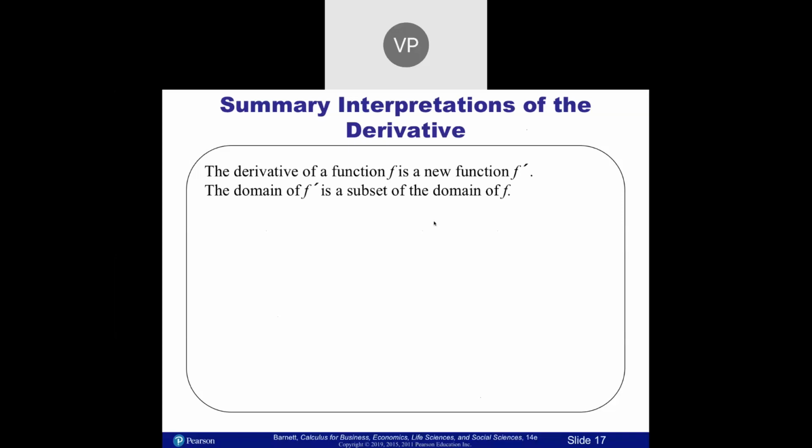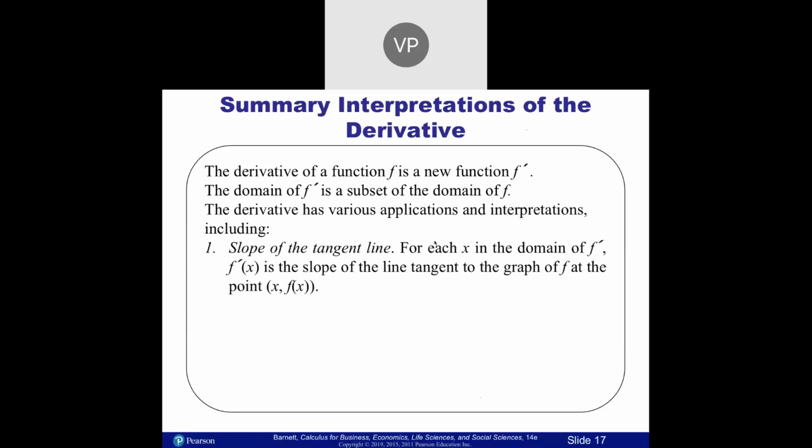The domain of the derivative, the f prime, remember it's a new function, is going to be a subset of the original domain. What that means is whatever you found the domain to be of the function, the domain of the derivative is going to be either that or a little bit smaller, because sometimes points disappear. But you're never going to get points in the domain of the derivative that were not in the original function. So it has to come from the domain of the original and then maybe be smaller. That's why they say subset.